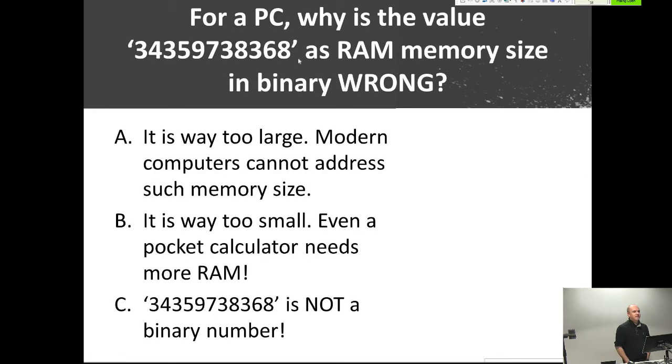So what's wrong with that number? Is it simply too large, so that a modern computer couldn't address such an amount of RAM? Or is it actually too small? Because we know that binary numbers are very long, but when they are converted to decimals, they shrink. So they may look big, but actually they are not that big. Or is it just that that number is not binary, so it's simply wrong?